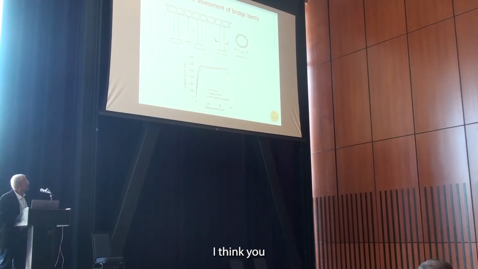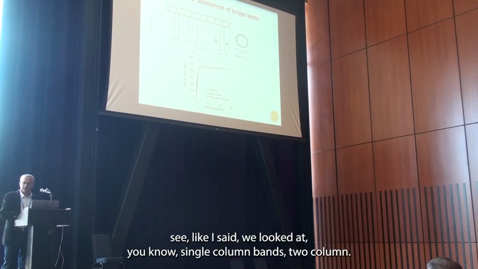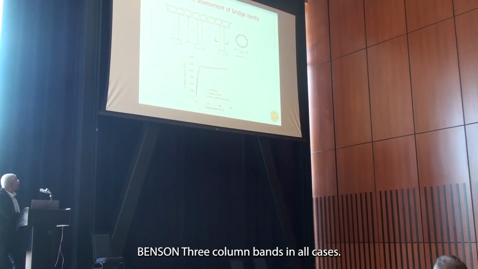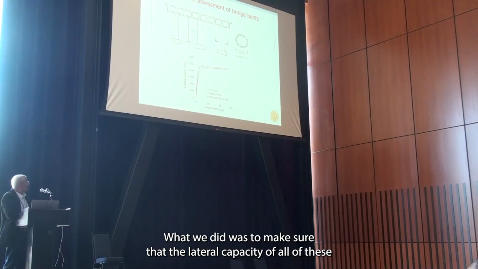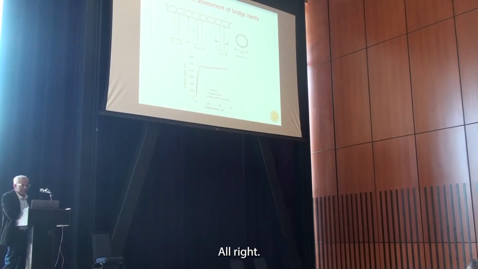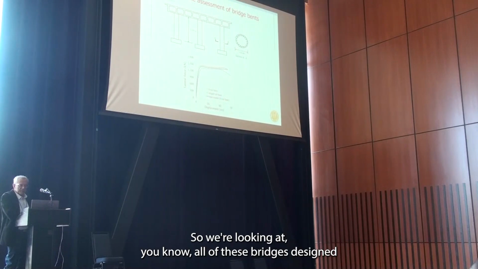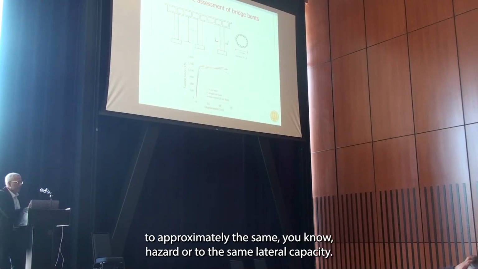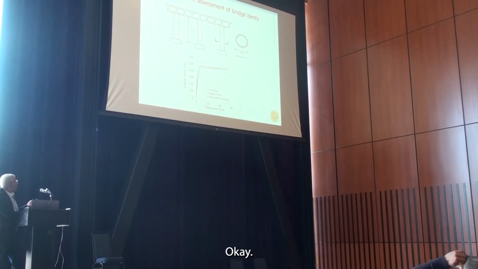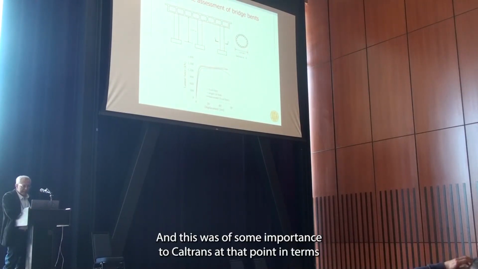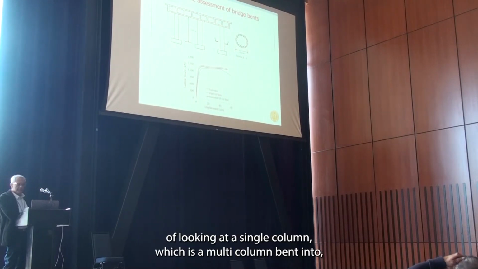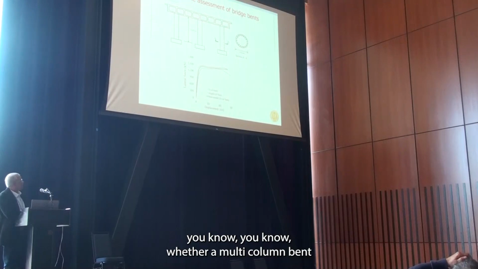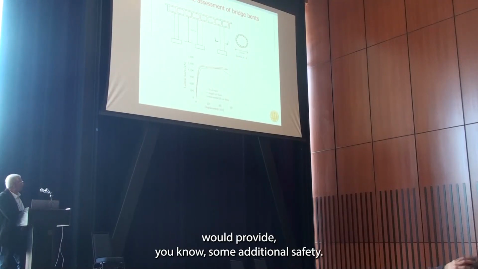Thank you. So like I said, we looked at single column bends, 2 column bends, and 3 column bends. In all cases, what we did was to make sure that the lateral capacity of all of these were consistent. So we're looking at all of these bridges designed to approximately the same hazard or the same lateral capacity. This was of some importance to Caltrans at that point, in terms of looking at a single column versus a multi-column bend, and whether a multi-column bend would provide some additional safety.